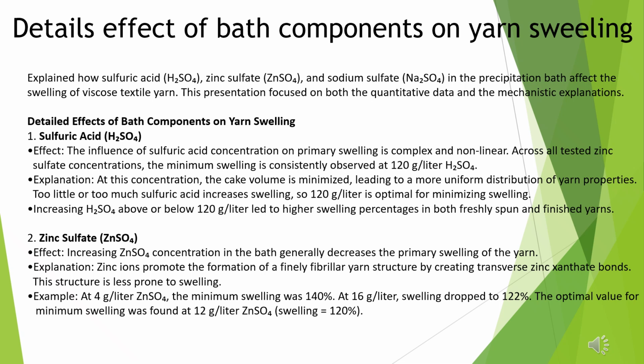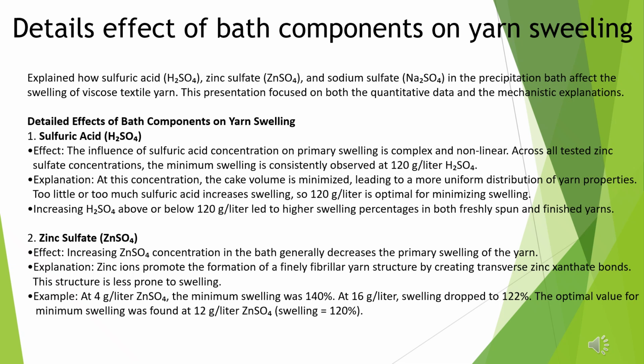2. Zinc sulfate, ZnSO₄. Effect: increasing ZnSO₄ concentration in the bath generally decreases the primary swelling of the yarn. Explanation: zinc ions promote the formation of a finely fibrillar yarn structure by creating transverse zinc xanthate bonds. This structure is less prone to swelling.